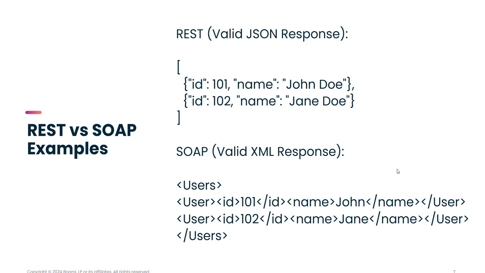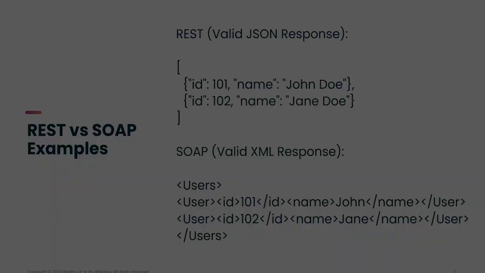So, REST versus SOAP example. We can see in the REST we have the JSON data versus the SOAP XML data, where we have the root element as users that is expected for the SOAP.